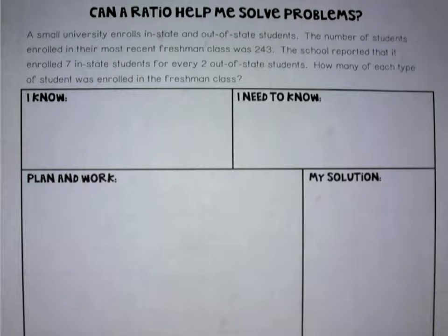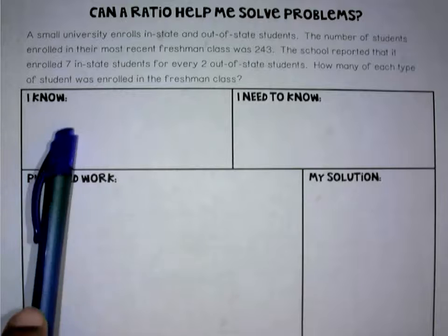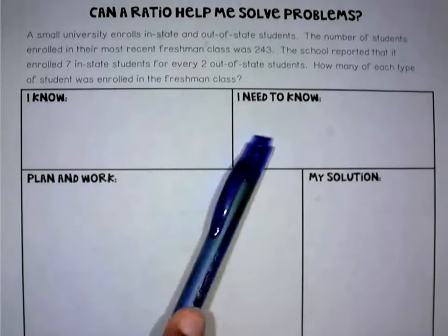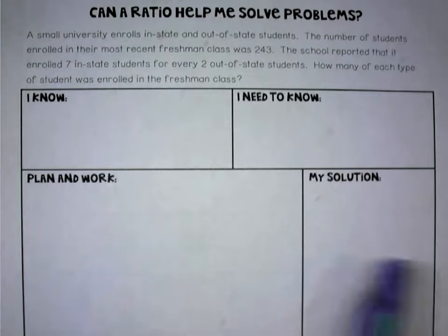So we had this set up before where you're going to write the information you know, the information you need to know. This area is to work out your work, and this is a place for your answer, your solution. All right, I'm going to read the word problem out loud and then we'll go ahead and start.